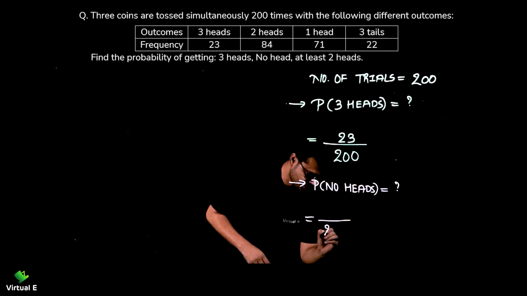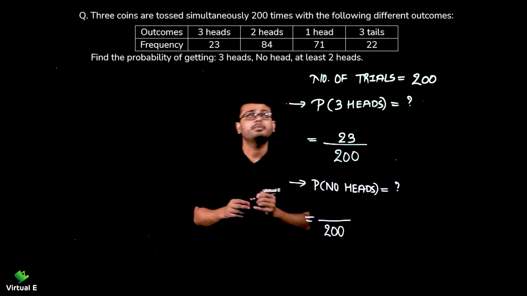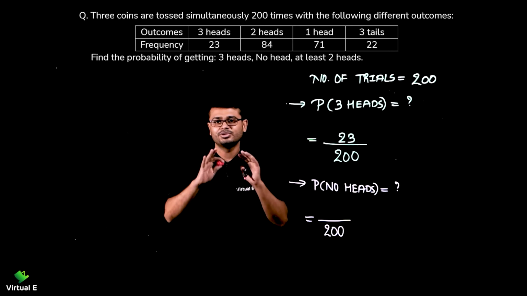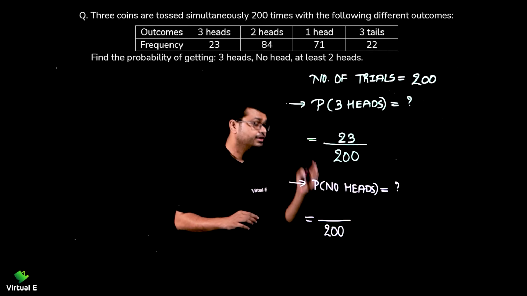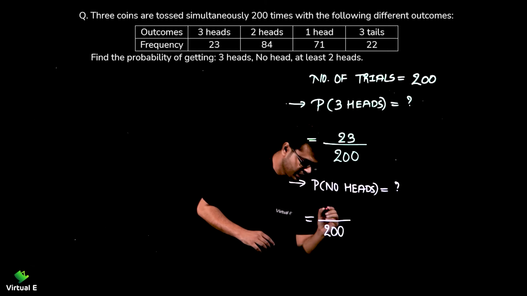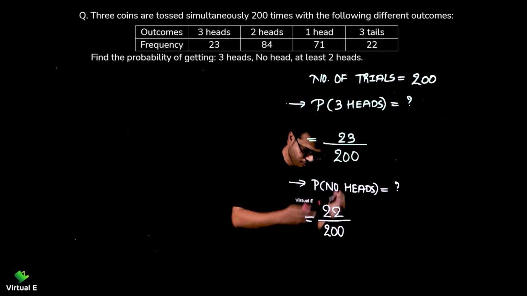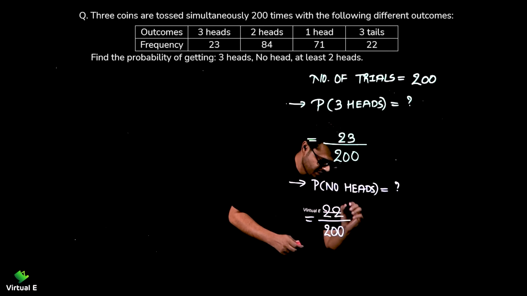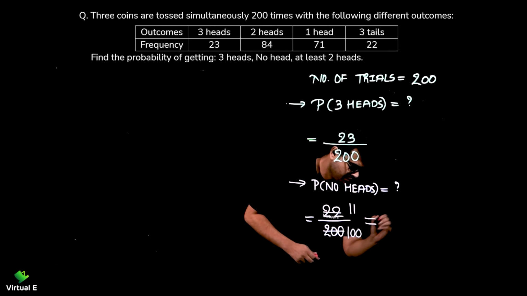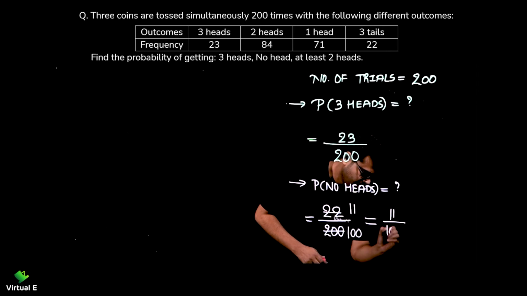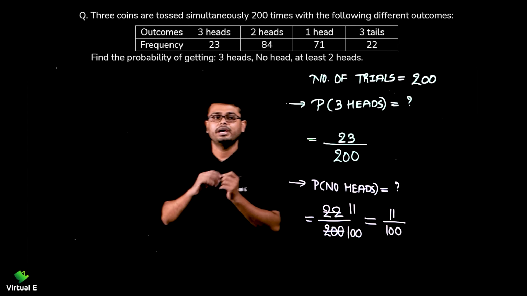Again, in this case, the denominator will be 200, no doubt, because the number of trials is going to remain the same, 200. Now we want to find the probability of 0 heads. You can see there are 22 outcomes for 0 heads. Now let's do cancellation. Both are even numbers, so 11 and 100. So 11 by 100 is the probability of getting no heads.